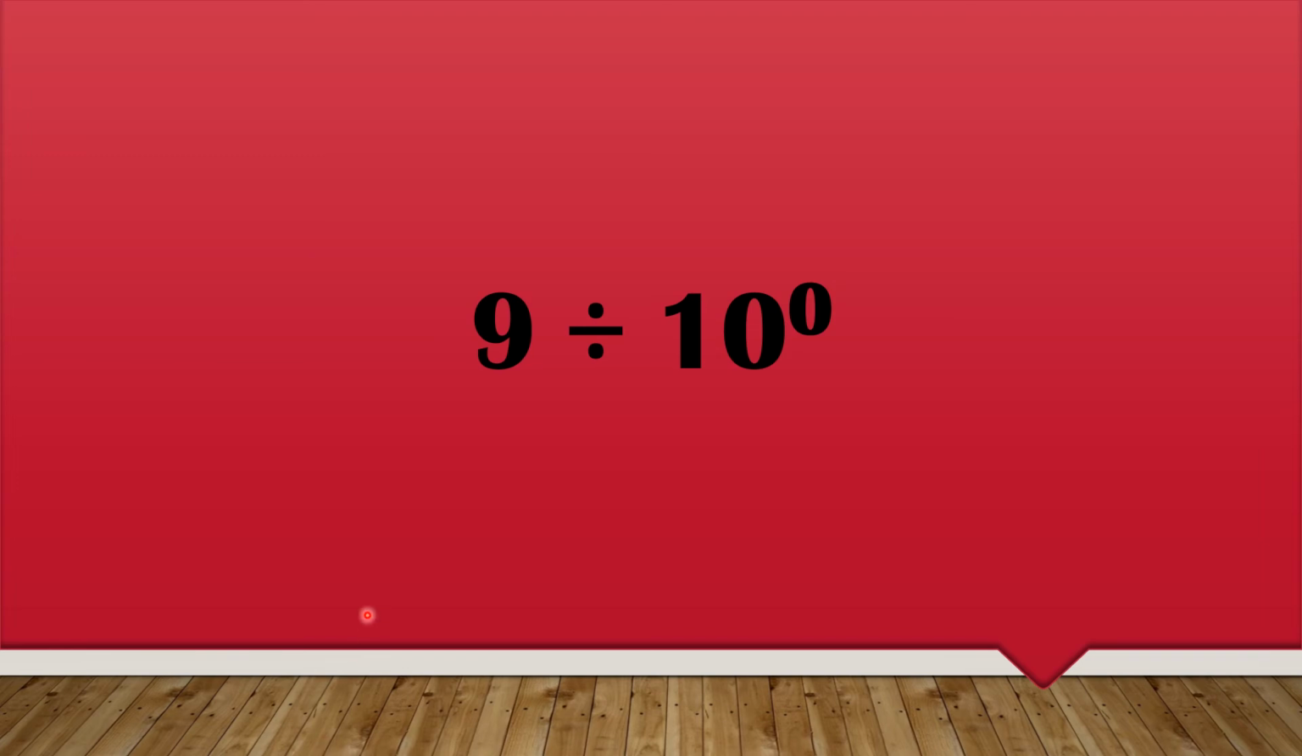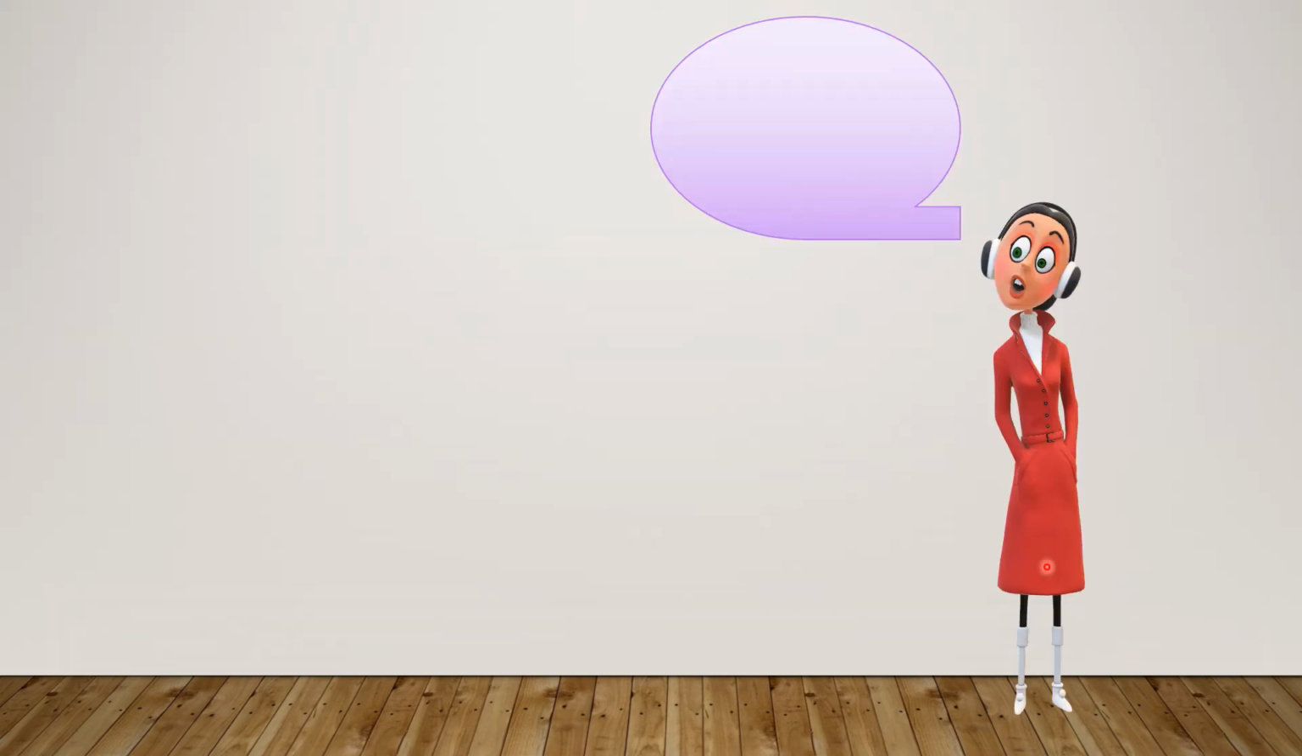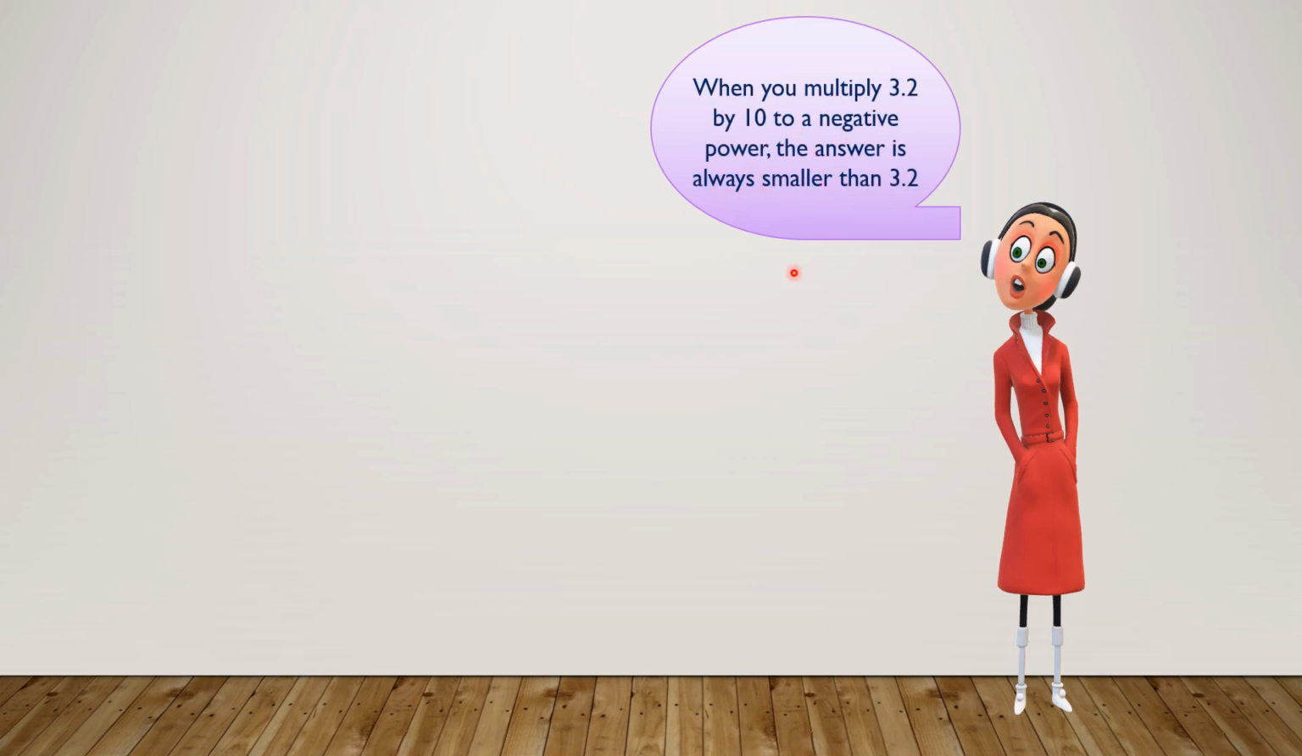Work out 9 divided by 10 to the power of 0. Now for this question, I'll leave it to you guys to answer and comment it down in the comment section below. Just a tip here, any number to the power of 0 is equal to 1. This is Laura, and she says, when you multiply 3.2 by 10 to a negative power, the answer is always smaller than 3.2. Is she correct?